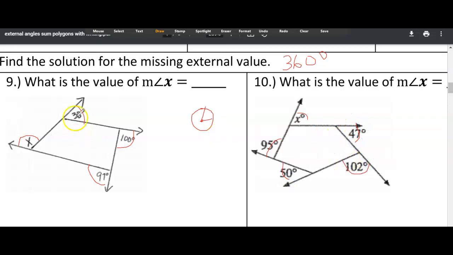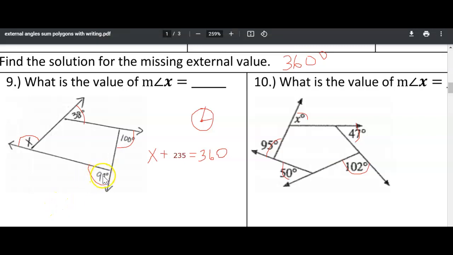So all I have to do now is just write my equation. Look at number 9. How many x's do you have? I have 1x, so I'm going to write 1x plus, now what are your degrees? 97, 138. Add that up, and they are going to equal 360 degrees because they are exterior angles, and in every single figure, the exterior angles will always add up to 360 degrees. Go ahead and add them up.